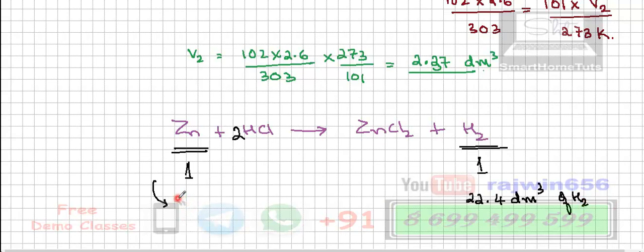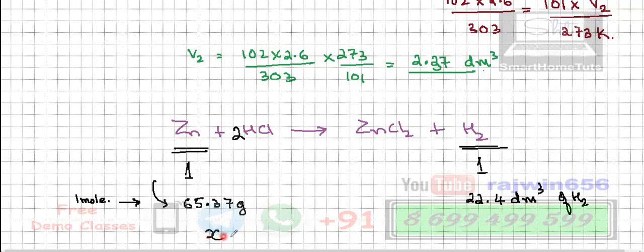How much is the atomic mass? This is 1 mole. We are applying it to 1 mole. So 1 mole, atomic mass of zinc from the periodic table, which you have sent, the recent one. 65.37. 65.37 grams of zinc is going to give me 22.4 dm cube of hydrogen.